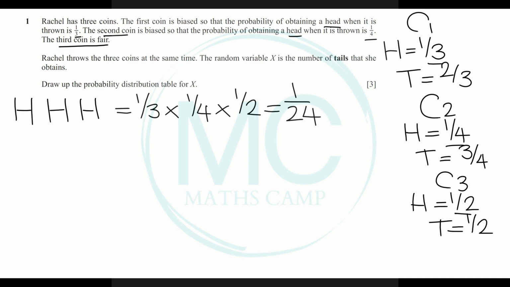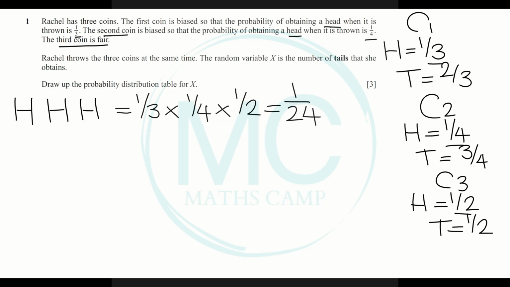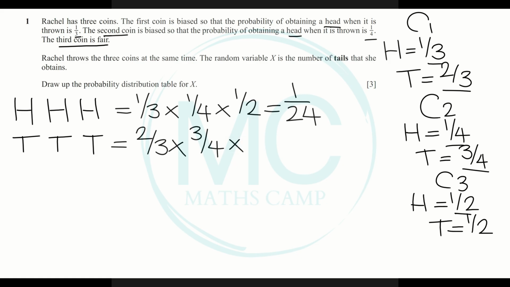So I'm going to put this into my table. Under 0, I say 1/24. Now let's look at the probability of 3 tails. That's all 3 coins landing on tails. So tails from coin 1, and tail from coin 2, and tail from coin 3. Tail from coin 1 is 2/3, and a tail from coin 2, 3/4, and tail from coin 3, 1/2.